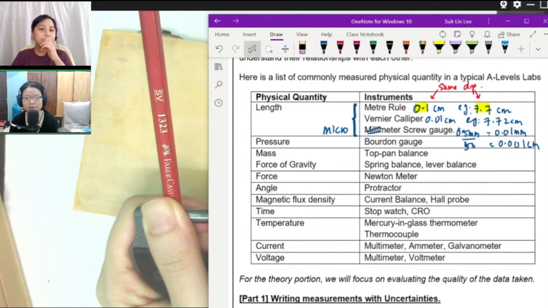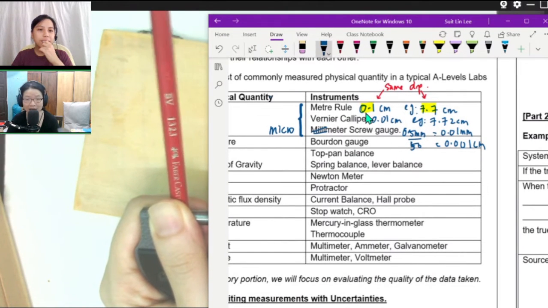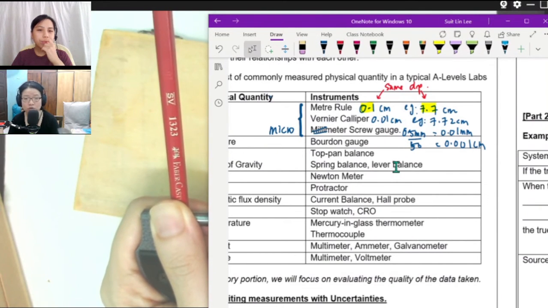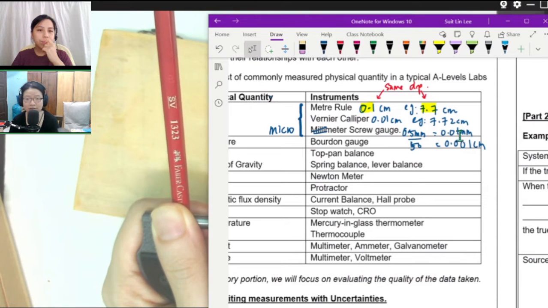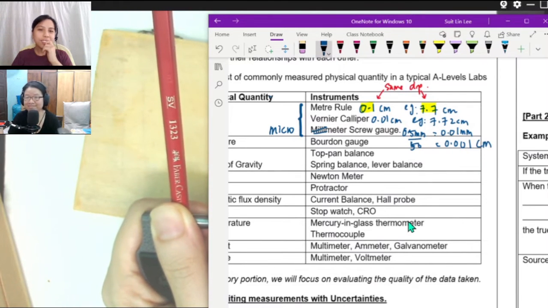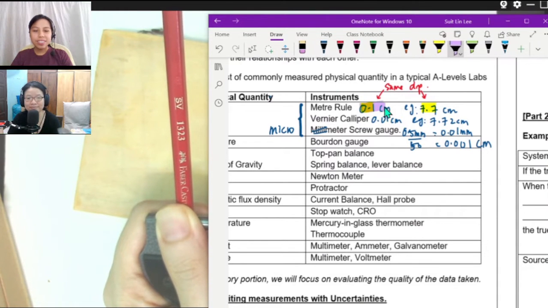So if you check out the decimal point, each time we level up the instrument, we add another decimal point. For meter rule, it's 1 decimal point in cm. Vernier caliper, 2 decimal points in cm. Micrometer, 3 decimal points in cm. Personally, I find it easier to remember it using the same unit. Okay, that's all. I'll highlight that for you. This one, this one, this one.